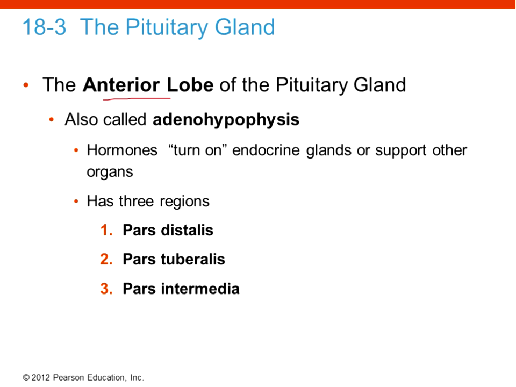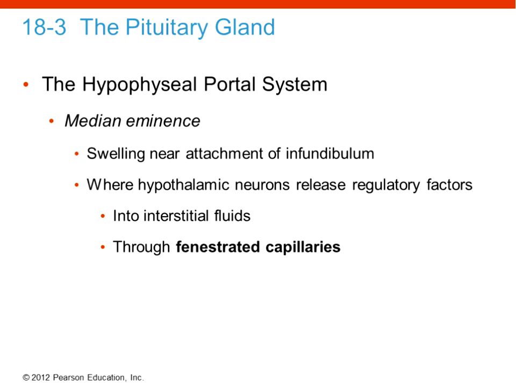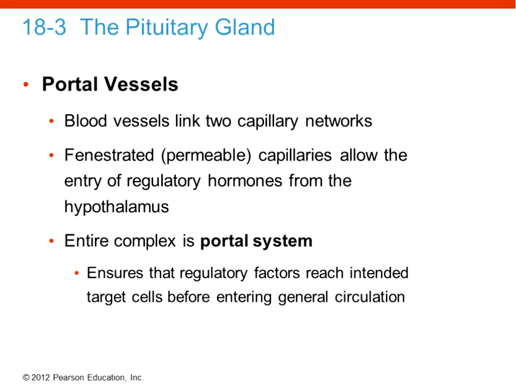Okay? So we'll do the anterior lobe first. The anterior lobe, also referred to as the adenohypophysis, has hormones that turn on endocrine glands at other locations throughout the body. And they use this fenestrated capillary system where the hypothalamic neurons release these regulatory components through these fenestrated capillaries. And the portal vessels then link down to the anterior lobe of the pituitary, and essentially you have one regulatory hormone coming from the hypothalamus, which is going to be released and then cause a second hormone to then be released from the anterior lobe of the pituitary.